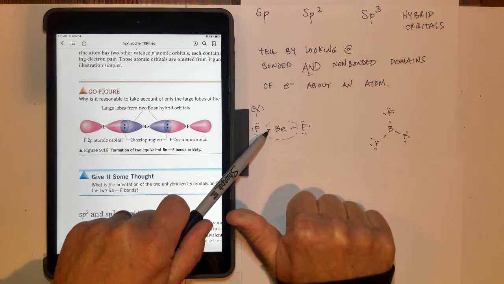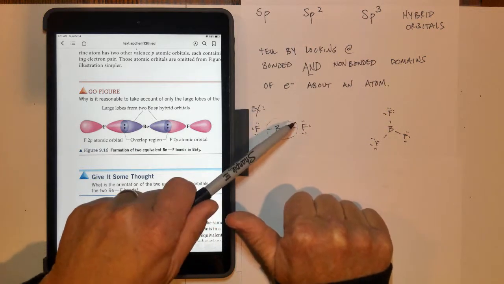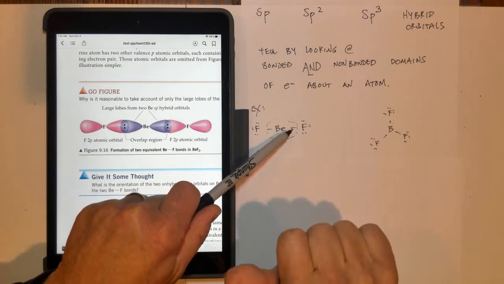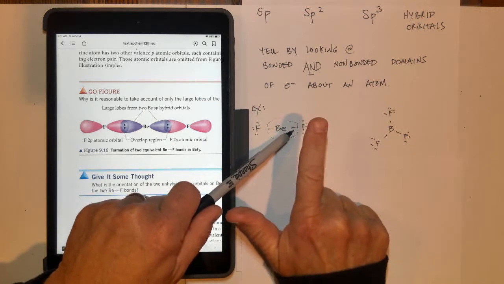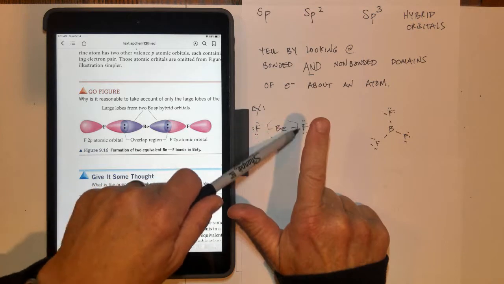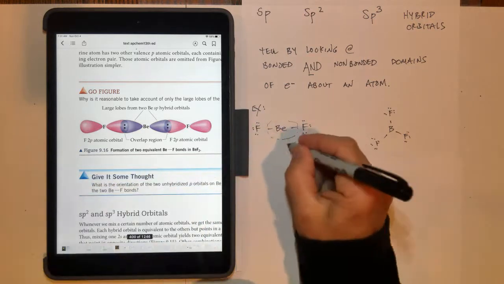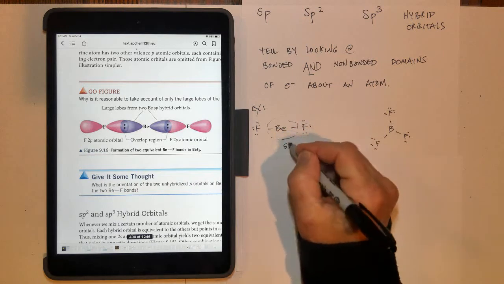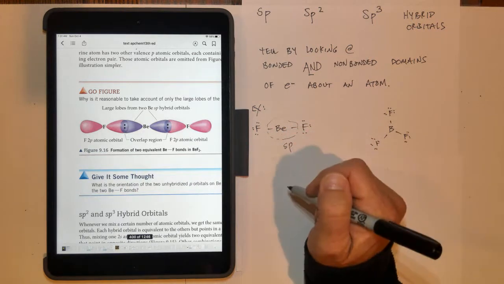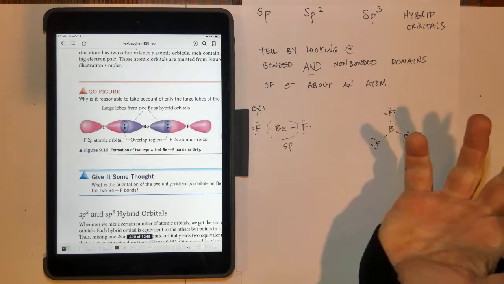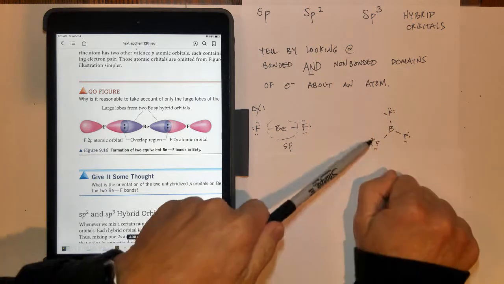we put out a thumb and we say it's S. And then we look at the second one we encounter, and we put out a P. And remember, we count bonded and non-bonded domains, and since there's nothing else around this beryllium, it is sp hybridized. So this has an s and a p orbital that come together to form 2 hybrid orbitals that can form bonds.